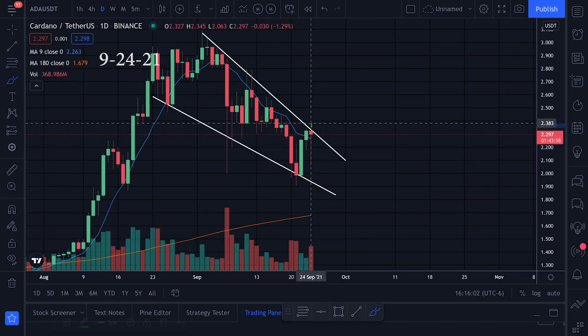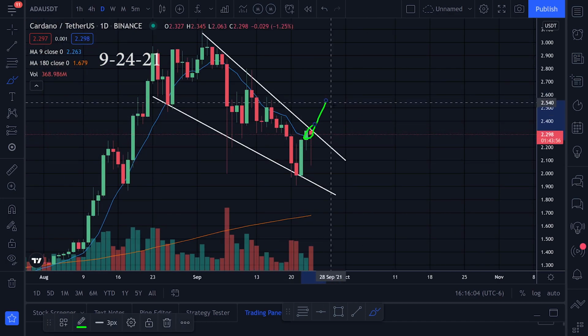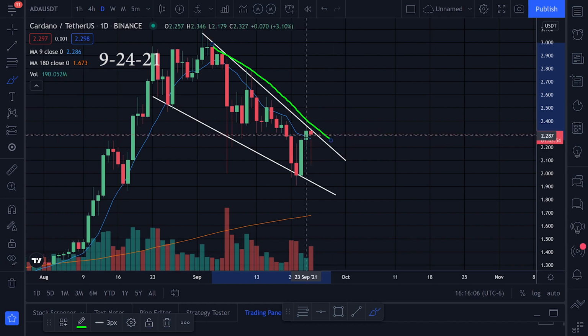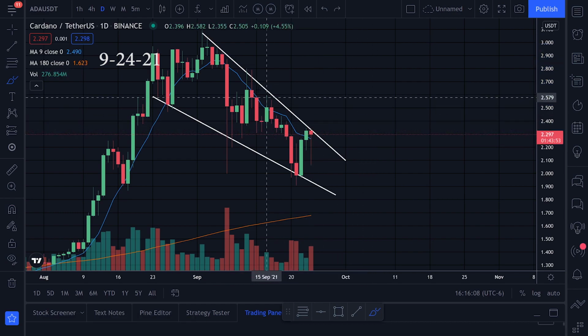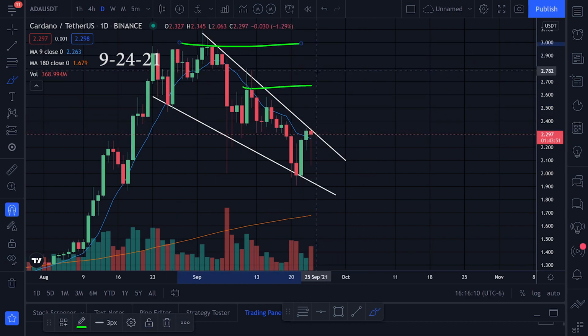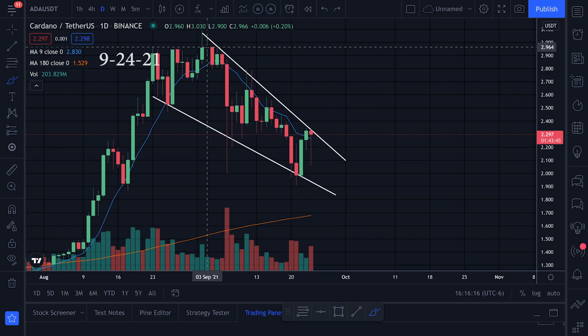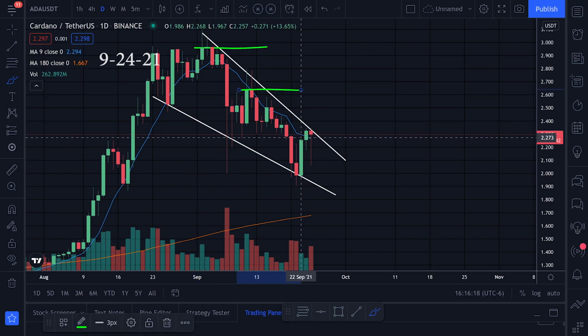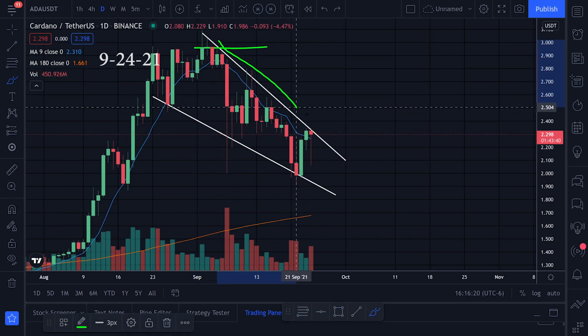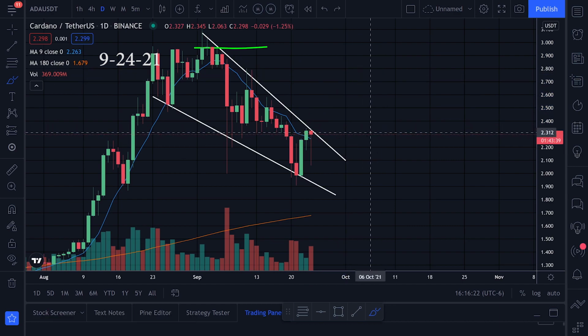Maybe we can get a pump to the upside. Maybe we could break out of this trend line right here and retest maybe these previous resistance levels. So I'd probably be targeting maybe 2.64 or maybe 2.96 if we could get a breakout out of this trend line right there, maybe something like that.